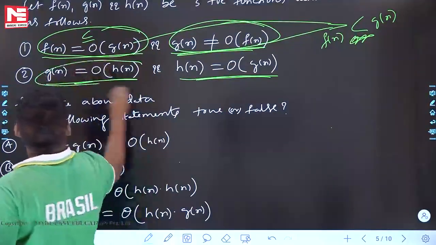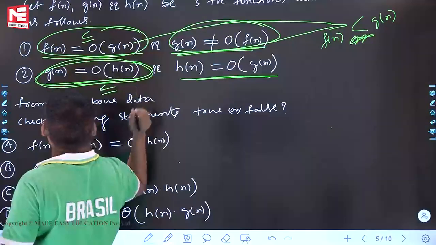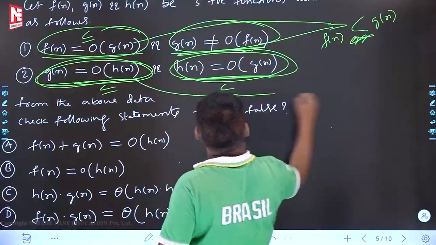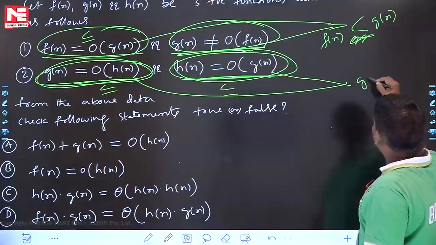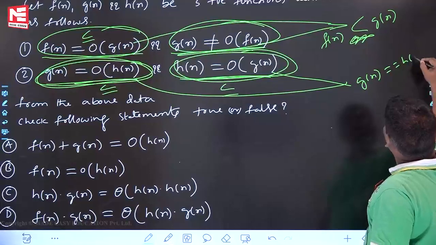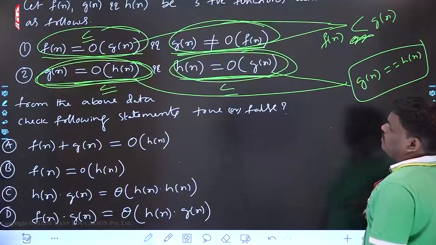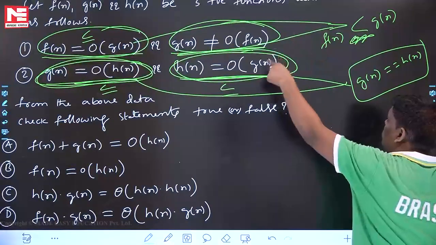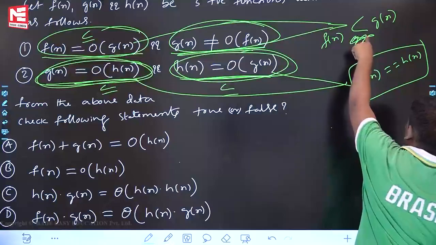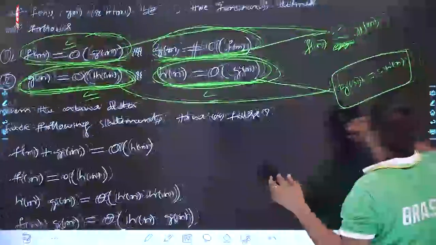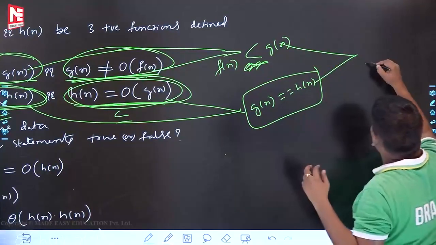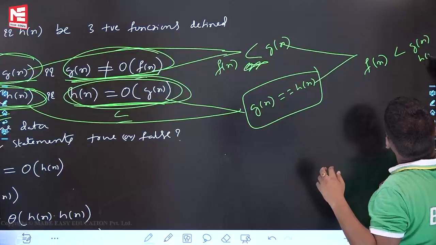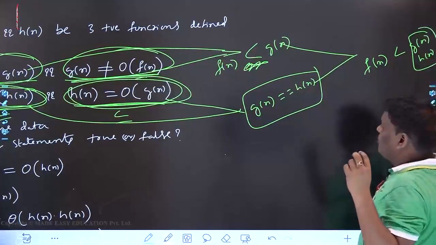G of n is big O of h of n. What is the meaning? H of n will be bigger or equal. The reverse is also possible. What is the conclusion from these two? G of n is equal to h of n. Reverse possible means equal. Reverse not possible means equal not possible, so less than. Now here the reverse is also possible, so equal. Can you say what the final conclusion is? F of n is less than g of n, and h of n, which are both equal. Right, fine. This is the conclusion.